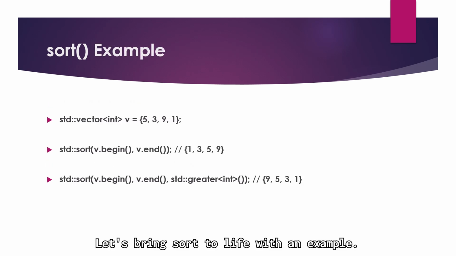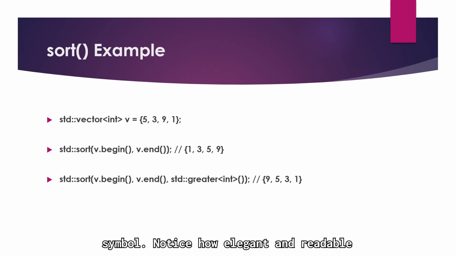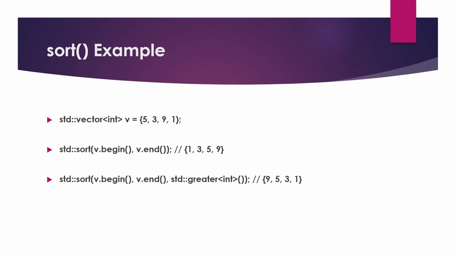Let's bring sort to life with an example. Suppose we have a vector of integers 5, 3, 9, and 1. A call to std::sort(v.begin(), v.end()) will sort it in ascending order, giving us 1, 3, 5, and 9. If we want descending order, we can pass a comparator, greater. This flips the sorting criteria to use the greater than symbol. Notice how elegant and readable this is. No nested loops or manual swap. It's production grade sorting with just one line of code.